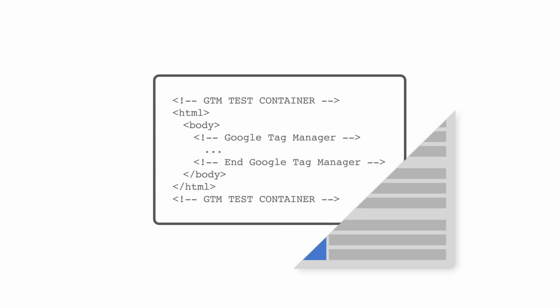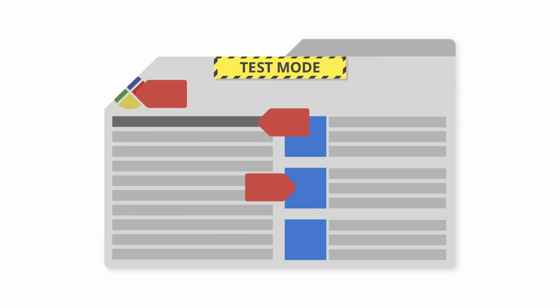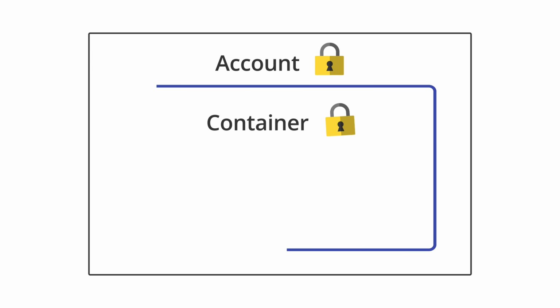As a best practice, it's a good idea to set up a test environment with a test container when implementing tags or rules. A test environment is important for ensuring your configuration changes work properly before going live and can help prevent accidental data loss. You can set user permissions at the account or container level.